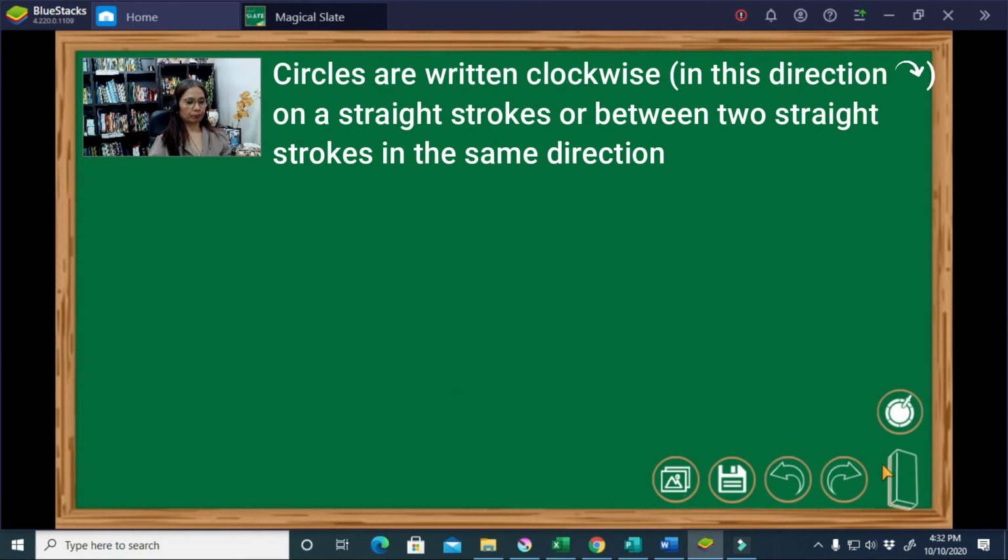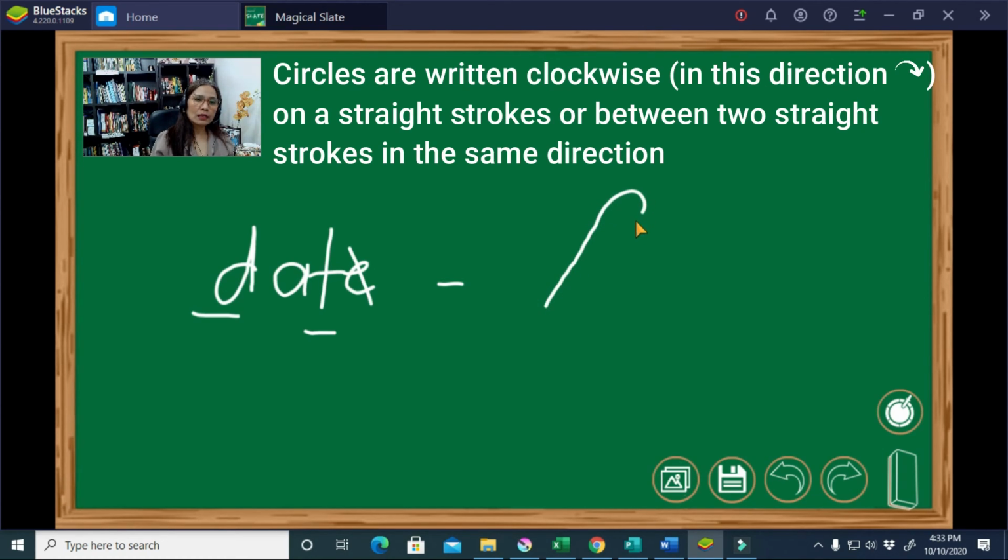Okay, another example. Okay, the word is date. All right, we have to omit this one. D is a straight line upward. T is also a straight line upward, same direction. So what are we going to do now in joining the circle? We have to join that clockwise, upward for D, clockwise now, and then upward for letter T. So if we are going to ask why we join this circle clockwise, it is because it is in between two straight lines. And that is letter D, upward, T, upward.